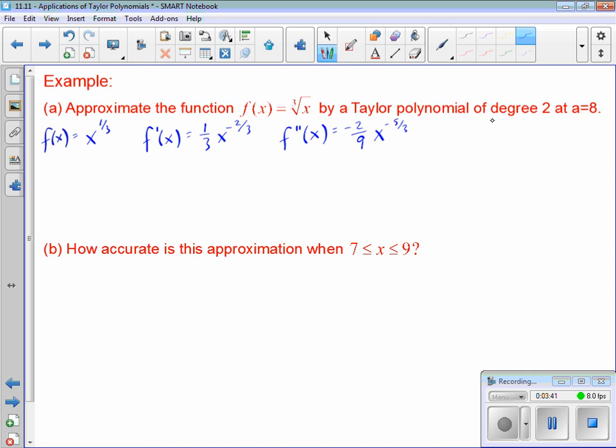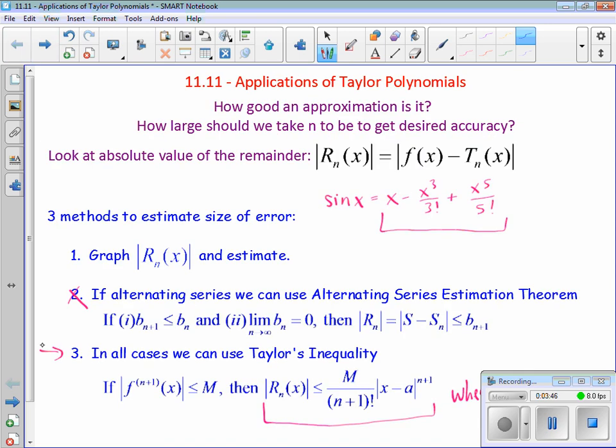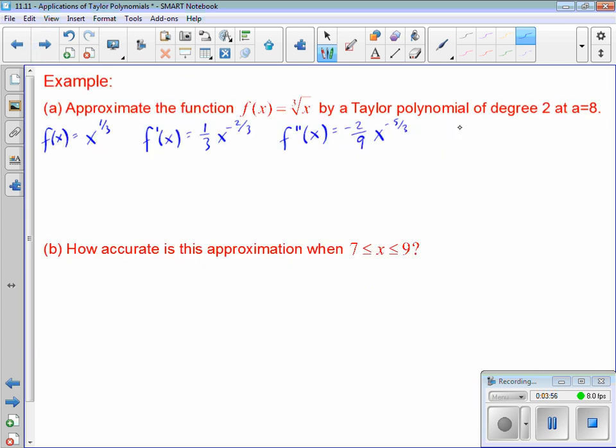But for part B, we're going to need the 3rd derivative. If you remember from back here, it says the n plus 1 derivative. So that's why I need one more derivative than what I actually need for part A. I'm just doing it now so that I don't have to do it at the next step. So the next derivative would be what? 10/27 x to the negative 8/3. Let's write a note that this is for part B, just so you're not confused.